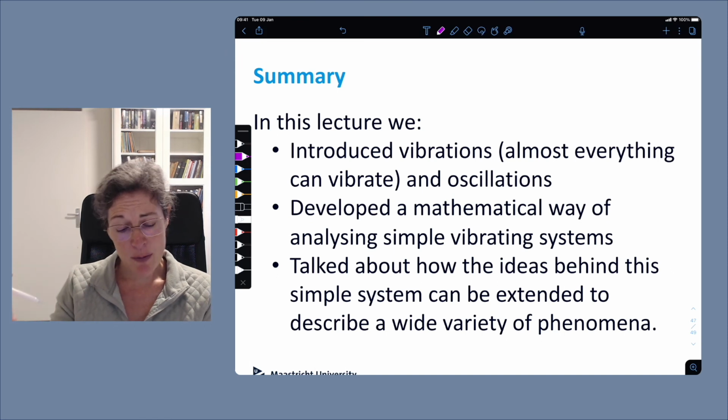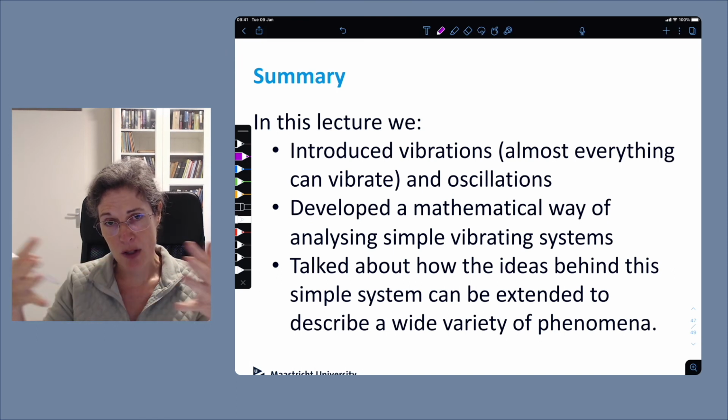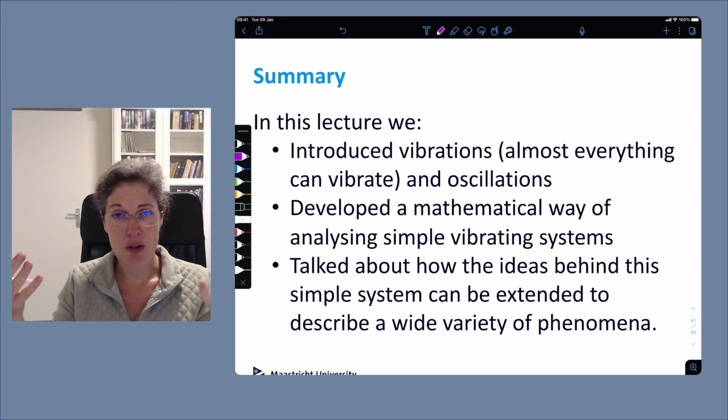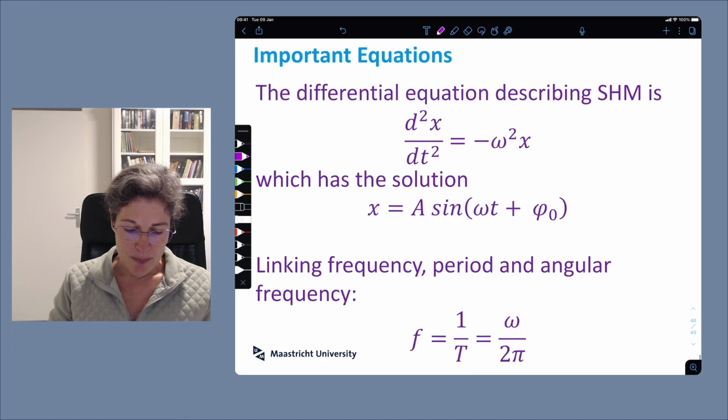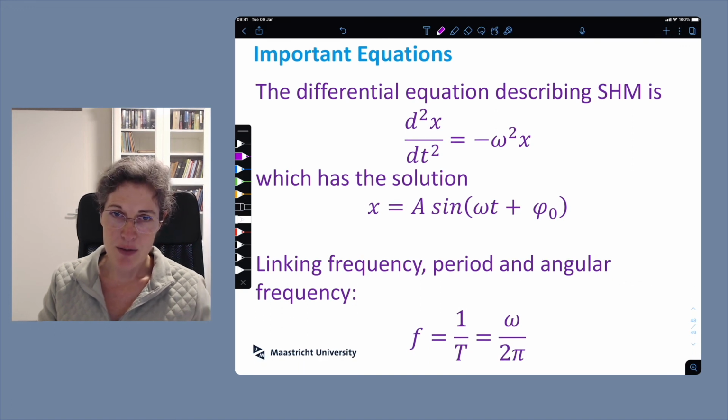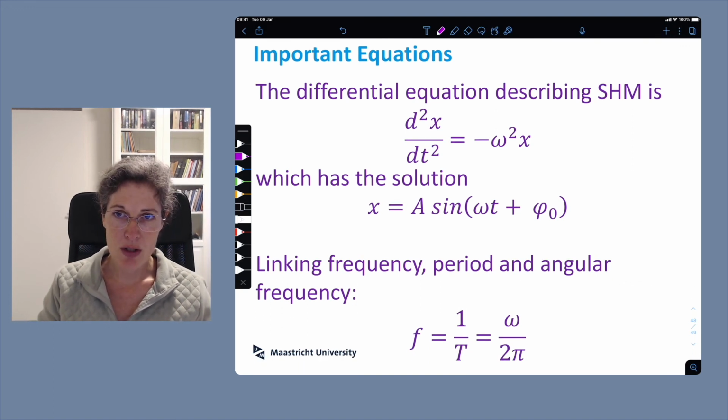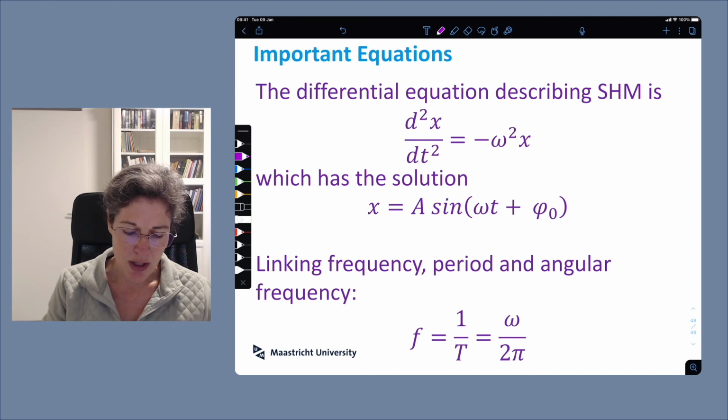Then we went a step further and we said, okay, suppose you have a whole bunch of oscillating things, well then you can end up with waves. And we talked a little bit about how you might use mathematics to describe waves. What are the things that you need to know? So the key thing to take out of this is that a differential equation that describes simple harmonic motion looks like this.